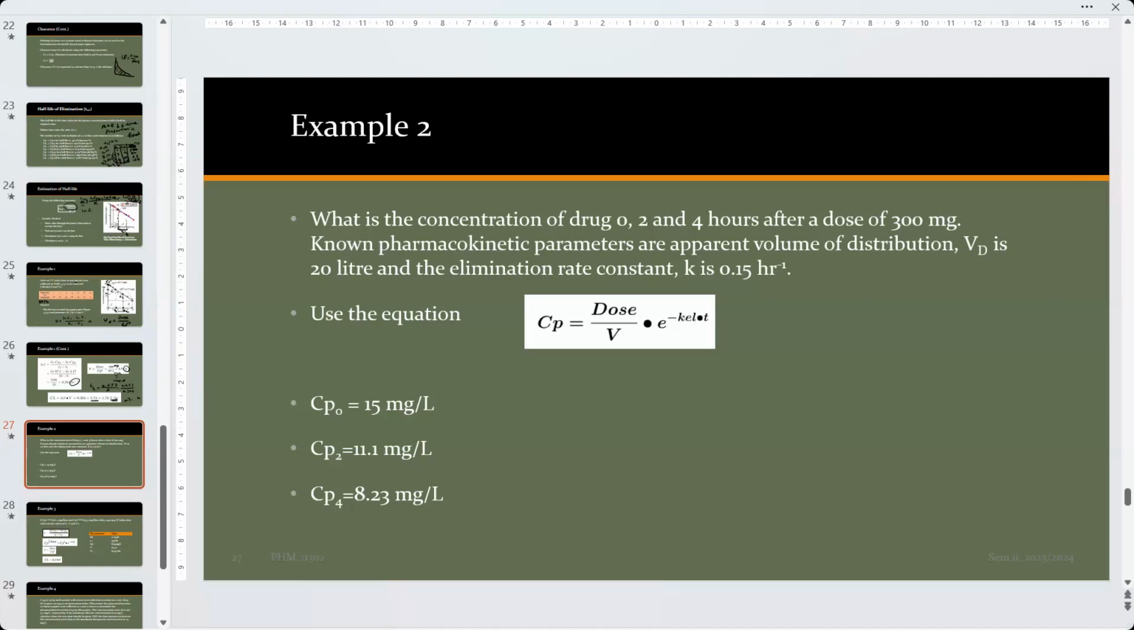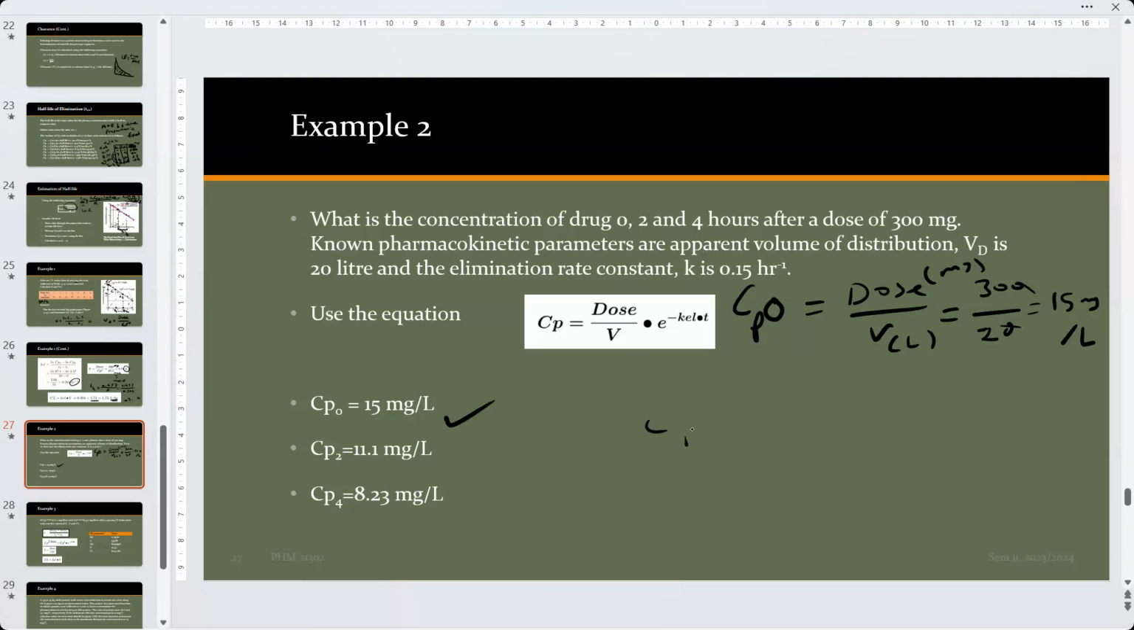So they want the concentration at 0, 2, and 4. So how to calculate? I can start with time 0. So CP naught, as we know, is equal to the dose divided by V, equal to 300 milligrams divided by volume of distribution, which is 20. So equal to 15 milligram per liter. The volume of distribution is in liter, the dose in milligram, so milligram per liter. Done. Calculate the concentration at 2 and 4 hours.